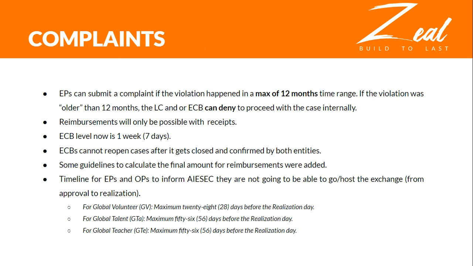Now we move to the complaints. It's just an overview because you will know how to open a case. So EPs can submit a complaint if the violation happened in a maximum of 12 months time range. If the violation was older than 12 months, the LCA or ECB can deny to proceed with the case internally. For example, if a violation happened now in October, you can open the case in January, February, August, September, but by the next October, you can't.